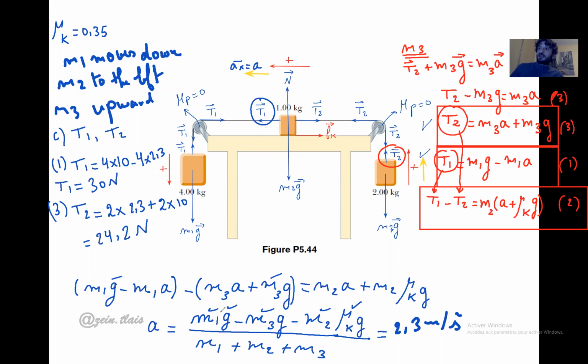And in general, to resume, you have to apply Newton's law on each object. You calculate 3 equations with 3 unknowns. You substitute T1 and T2. You have one equation for T1, you have one equation for T2, and the third one is the relation between T1 and T2. To calculate A, you substitute T1 and T2 in the second equation. You can calculate A, and after you can calculate T1 and T2 by using any one of equation 1 and 3.